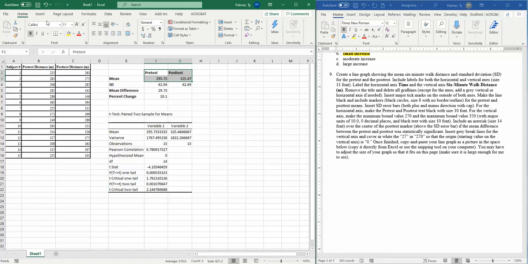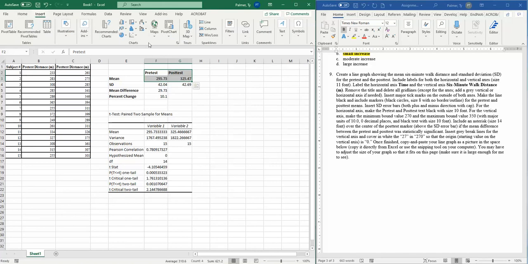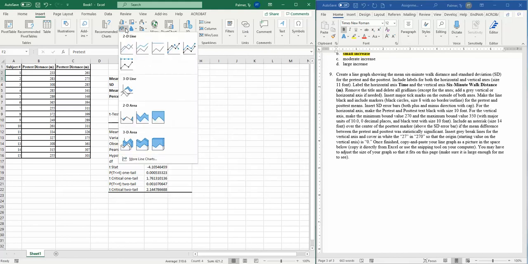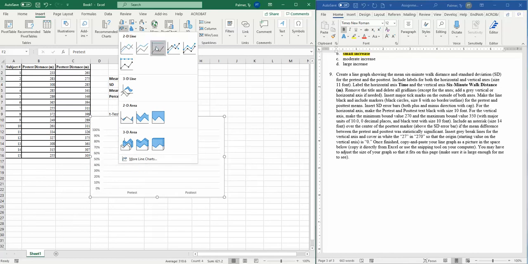After you've done this, go to Insert, go to Charts, go to this one here, insert a line or area chart. Again, we're inserting a line graph or line chart. Click on it. And then the specific one we're going to insert is this one here, this line with markers. That's the one that we're going to choose here for our line graph.